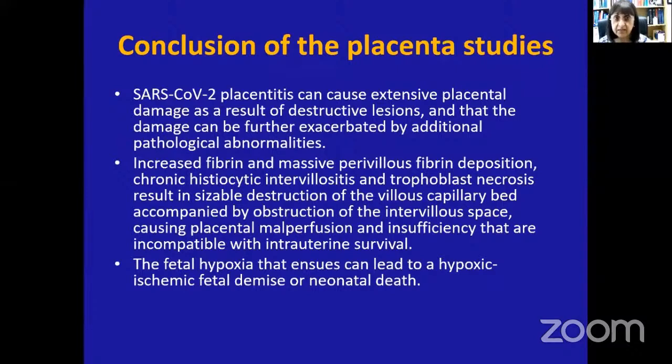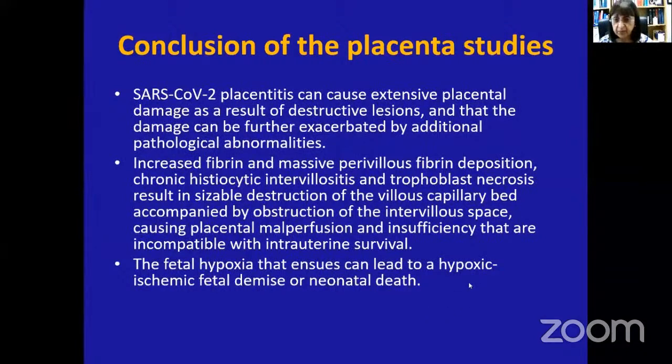So the conclusion of the placenta studies was that SARS-CoV-2 placentitis can cause extensive placental damage as a result of destructive lesions, and that the damage can be further exacerbated by additional pathological abnormalities. Increased fibrin and massive perivillous fibrin deposition, chronic histiocytic intervillositis, and trophoblast necrosis result in sizable destruction of the villus capillary bed, accompanied by obstruction of the intervillous spaces, causing placental malperfusion and insufficiency that are incompatible with intrauterine survival. The fetal hypoxia that ensues can lead to a hypoxic ischemic fetal demise or neonatal death.